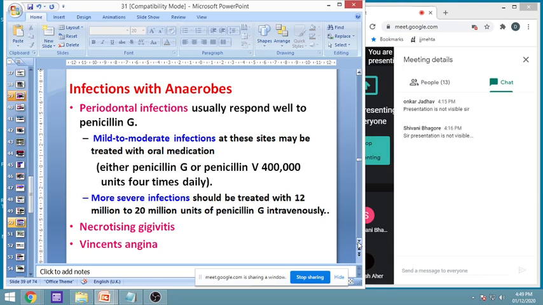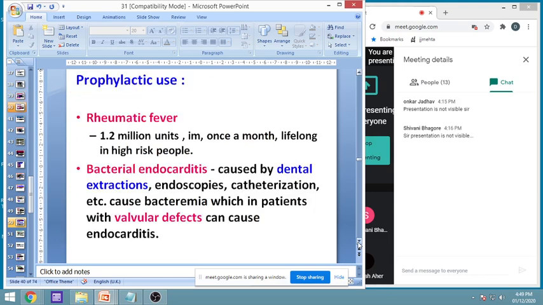It is useful in infections with anaerobes, particularly dental infections, like mild to moderate infection at various places. In more severe infection, it is treated with 12 million to 20 million units of penicillin G. Gingivitis, then Vincent's angina, these are various places. Prophylactic in case of rheumatic fever, 1.2 million units intramuscular once a month, lifelong in high risk people, because rheumatic fever reduces the immunity of the person.